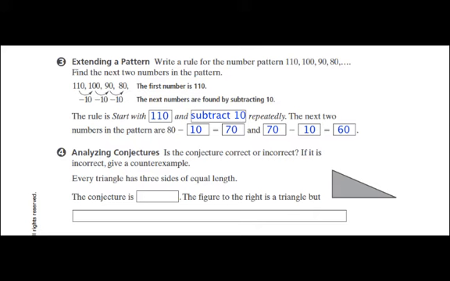Now we're ready for example 4, analyzing conjectures. Is the conjecture correct or incorrect? If it is incorrect, give a counterexample. Every triangle has 3 sides of equal length. The conjecture is incorrect because the figure at the right is a right triangle, but all the sides are not of equal length. Pause the video at this time if you need more time to finish this example. Don't forget to record any questions you have.